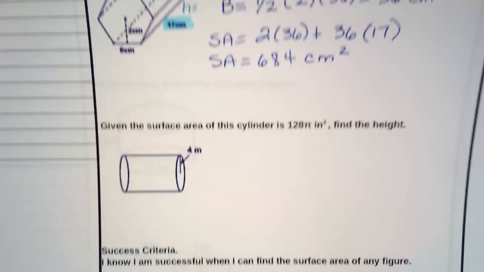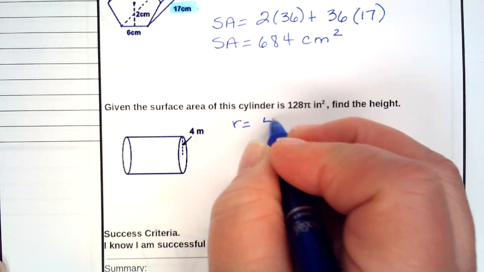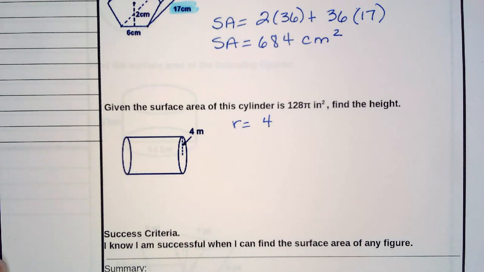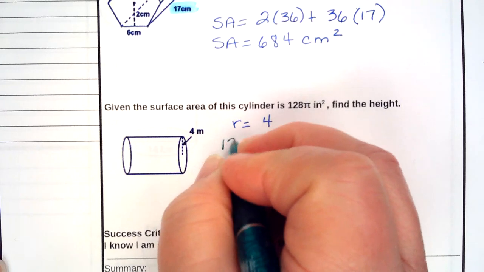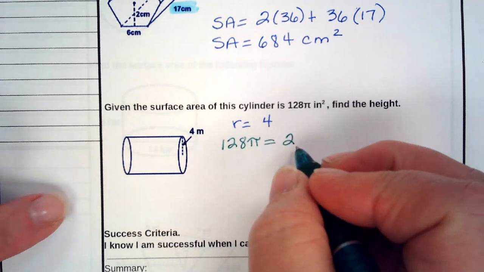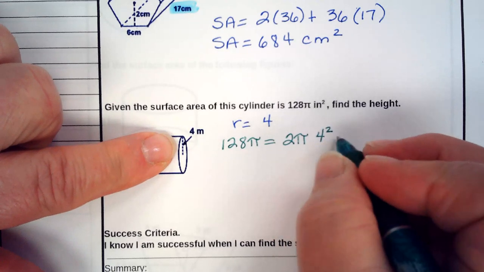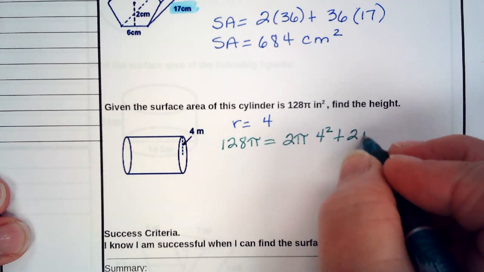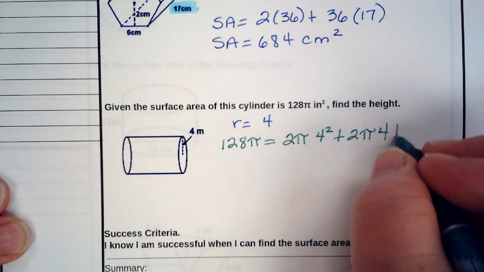Given the surface area of this cylinder is 128 pi inches squared. Find the height. Well, we know the radius. So let's put everything into our equation. So 128 pi is equal to 2 pi. This time we're going to use the r squared, which is 4 squared, plus 2 pi times our radius times our height.